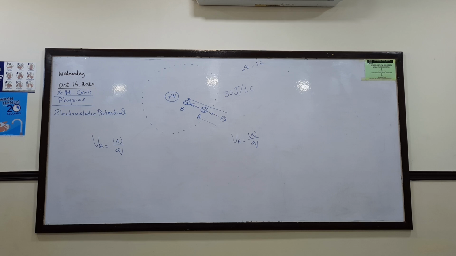Electric potential is a scalar quantity. Remember, this is a very important MCQ. Underline this sentence: electric potential is a scalar quantity. Its SI unit is volt, V-O-L-T, which is equal to joules per coulomb. If 1 joule of work is done against the electric field in bringing 1 coulomb positive charge from infinity to a point in the electric field, then the potential at that point will be 1 volt.